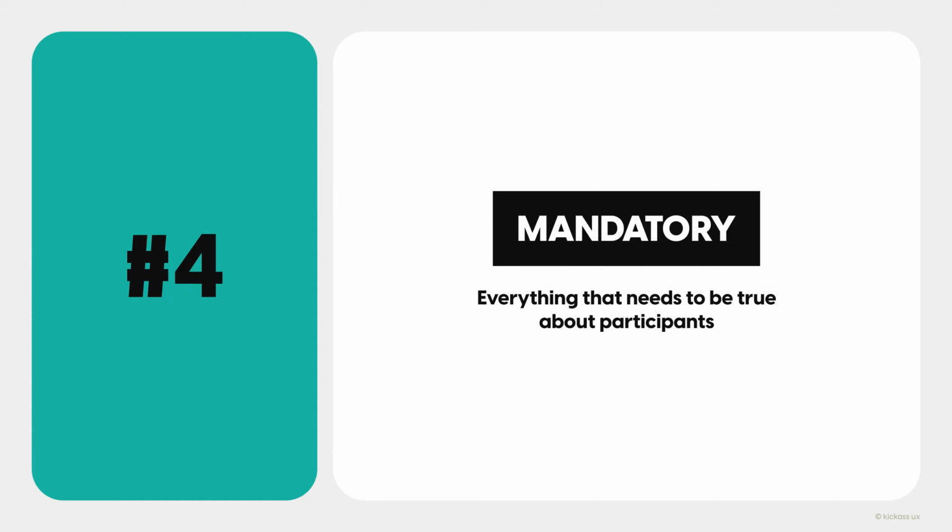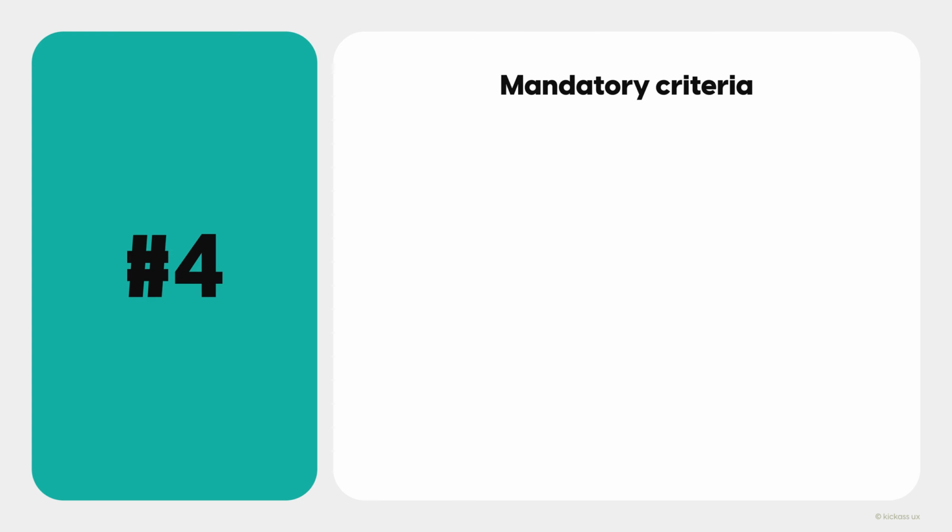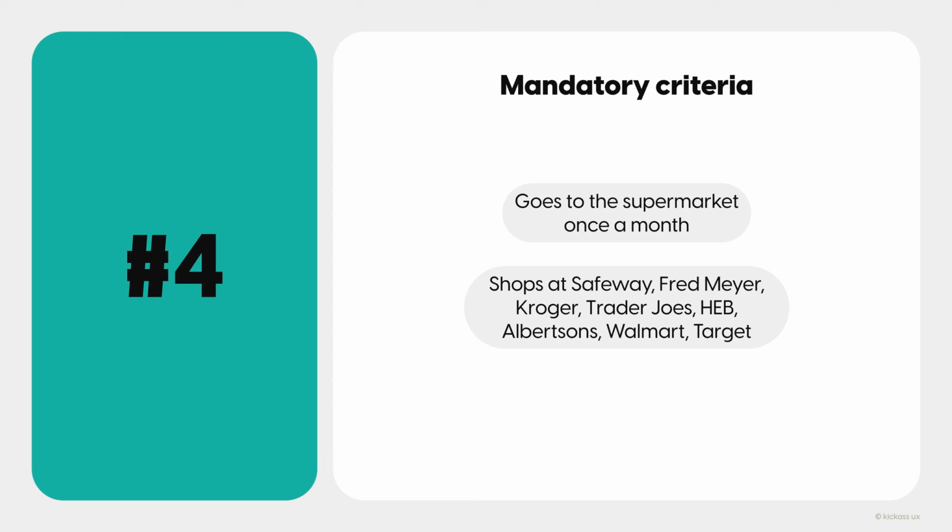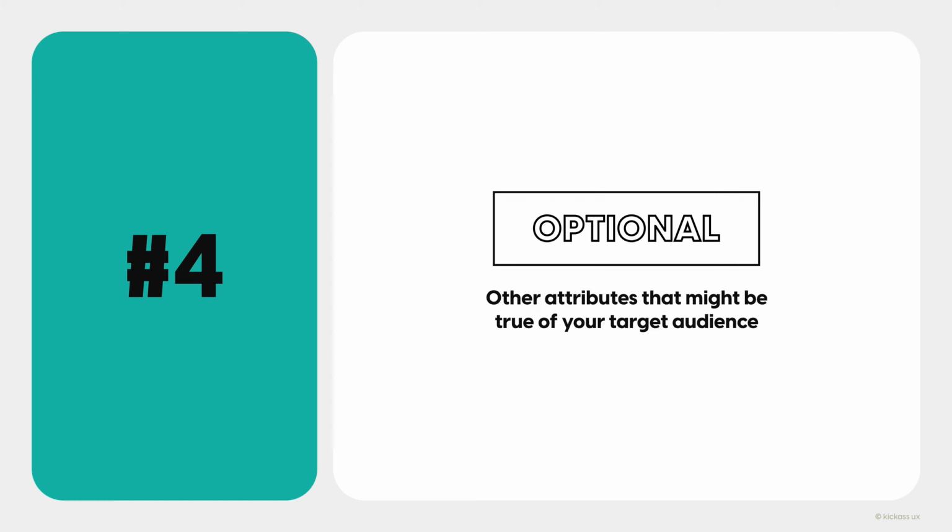With that in mind, list everything you know that needs to be true about the people you're going to interview. You don't want anyone who doesn't fit all of the mandatory criteria. For example, imagine you were working on a discount app for supermarkets. Here are a few things that could be part of the mandatory criteria. These participants must go to the supermarket at least once a month, and they must shop at general supermarkets like Safeway, Fred Meyer, Kroger, Trader Joe's, H-E-B, Albertsons, Walmart, Target, etc.